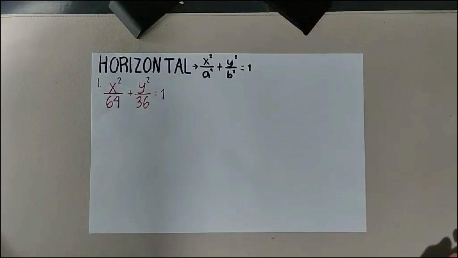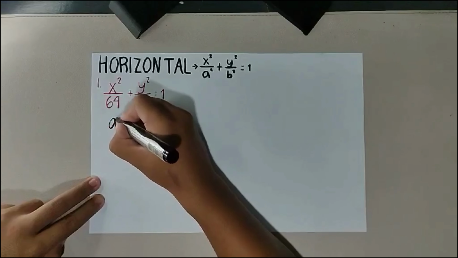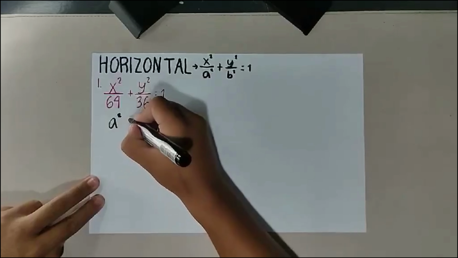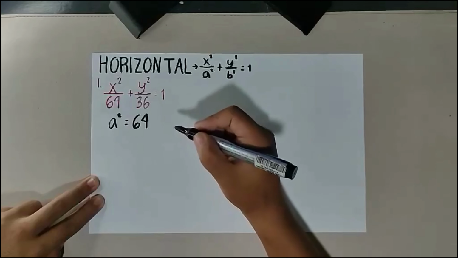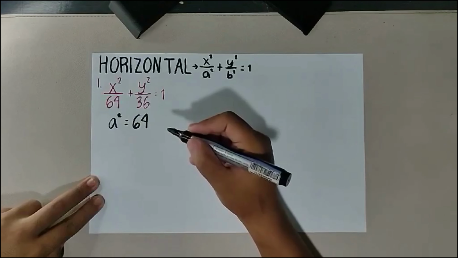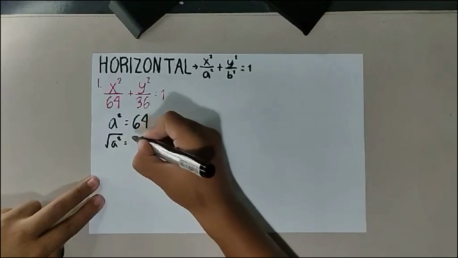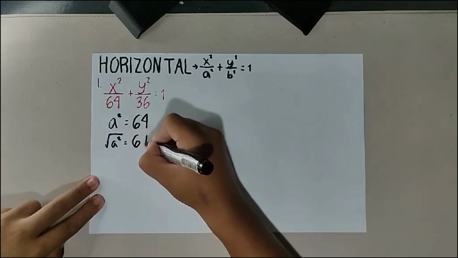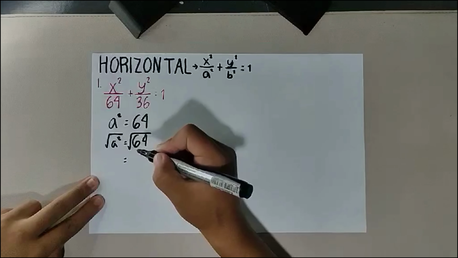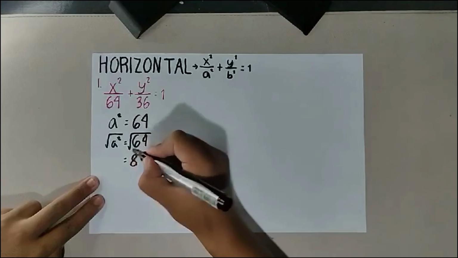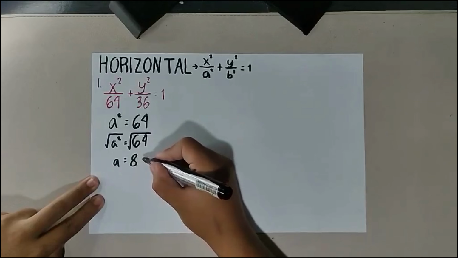So now, let's start by solving the vertex. So, a squared is equal to 64. What we need to do with this is square root the a squared, the given value, which is 64. The square root of 64 is 8, and that is a. So meaning our vertex is 8.